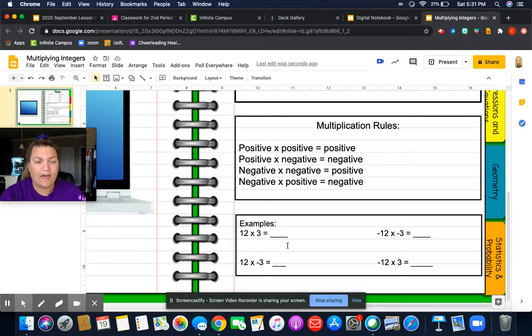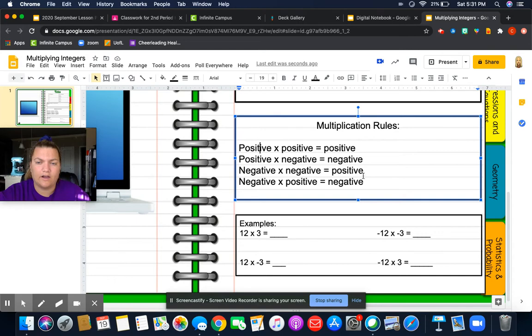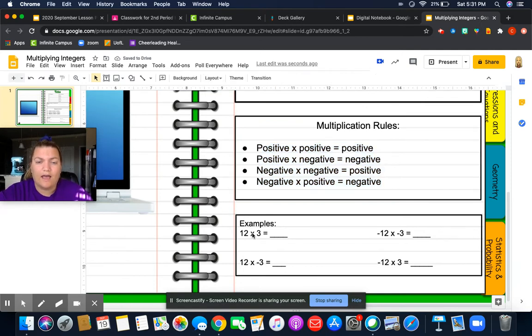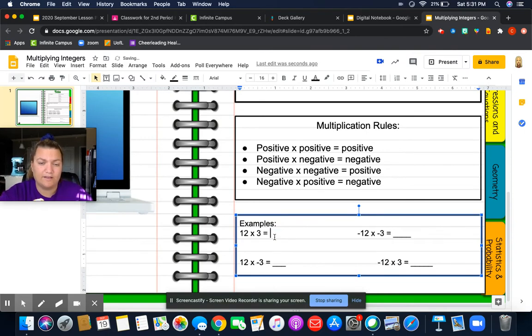Okay, so if I have 12 times 3, we're going to look up here to our multiplication rules and figure out which one we are dealing with. Let me bullet this really quick, so hopefully that stays when you guys are doing yours. So I have a positive times a positive. I know my answer is going to be positive. You don't have to have the plus sign, but we just know it's going to be a positive answer. So I need to think through my multiplication facts. I can either count up by 3s, so 3, 6, 9, 12, 15, 18, or start counting up by my 12s, 12, 24. 12 times 3 is going to give me 36. We know that is positive.